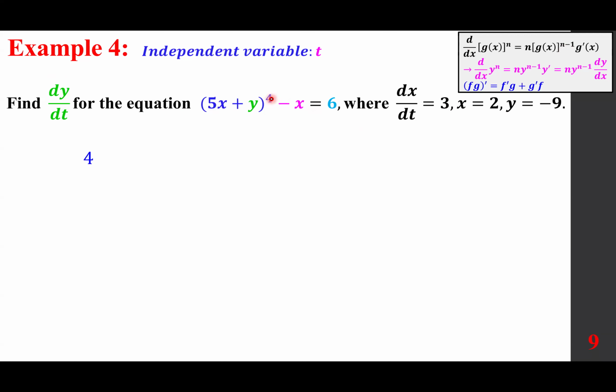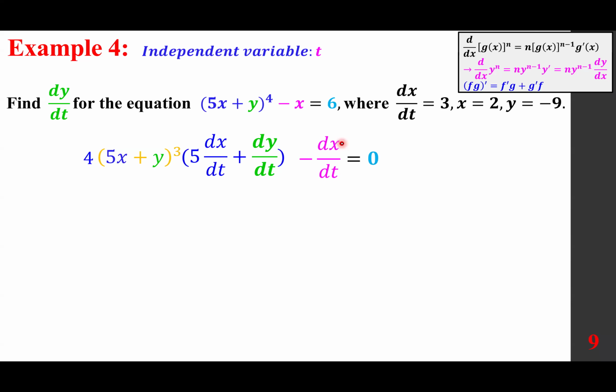4 times the parentheses cubed. So I'm looking at the extended power rule. The derivative of g of x to the power of n is n times g of x to the power of n minus 1, times g prime of x. It happened to be g of t. Now, the derivative of the inside, 5x is 5 dx/dt, and y is dy/dt. So that's the first piece. Now, minus x, minus dx/dt, and any number results in 0 when you differentiate.